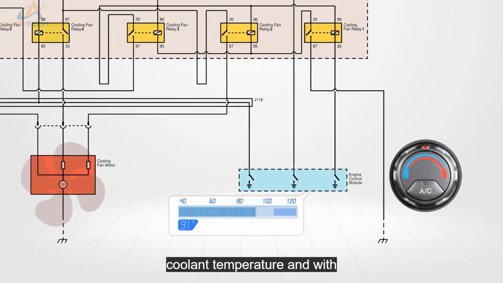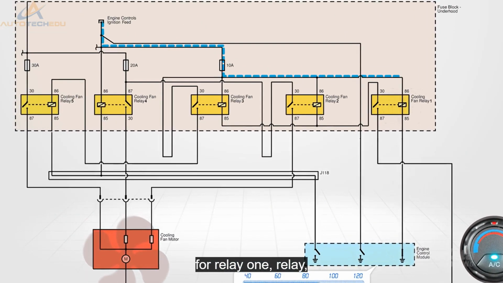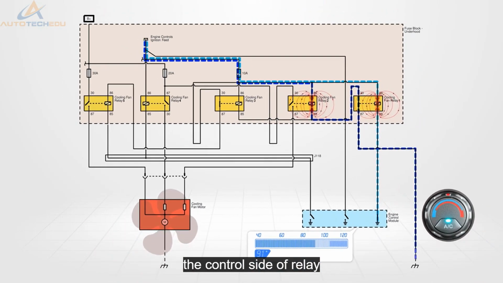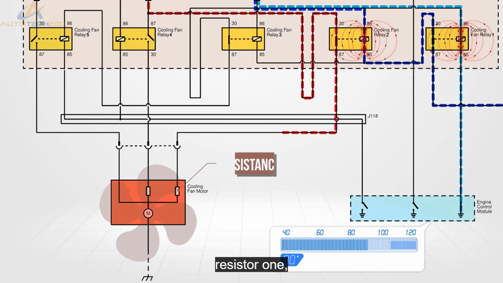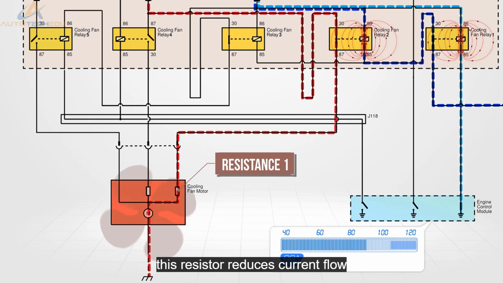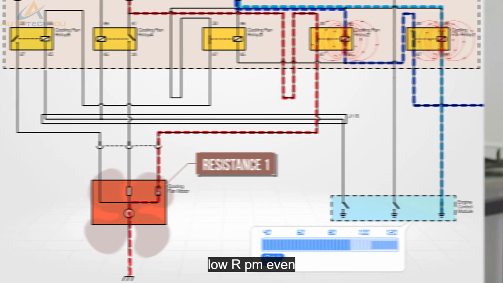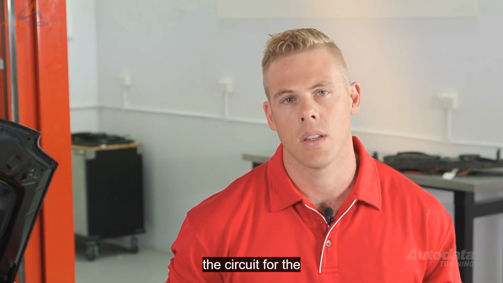At low coolant temperature and with the air conditioning switched on, the engine control module will ground the low speed driver, completing the control circuit for relay 1. Relay 1's load contacts close, supplying a ground circuit to the control side of relay 2. This closes the low contacts of relay 2, allowing current to flow from the ignition supply through relay 2 onto fan speed resistor 1. This resistor reduces current flow to the fan motor, causing it to turn at a low RPM. Even though relay 3's load contacts close, it has no effect on the circuit.